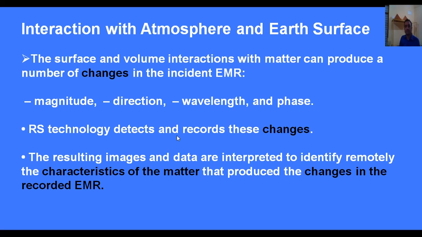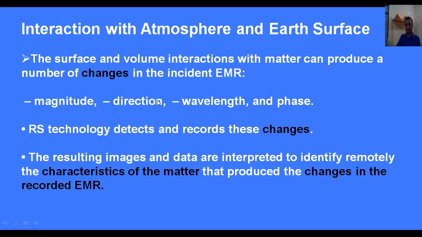The resulting images and data are interpreted to identify remotely the characteristics of the matter that produced the change in the electromagnetic radiation. So, whenever the satellite gets the data, after interpretation of that data, we can easily find out the properties of the matter. The satellite always records the energy in the form of these parameters.